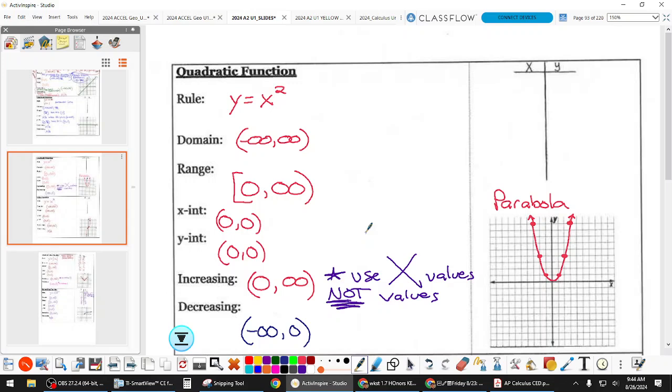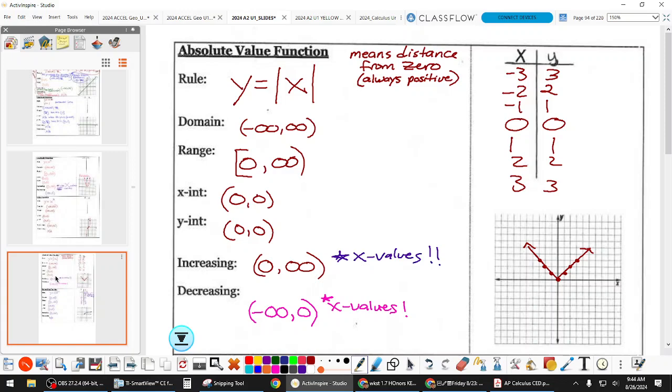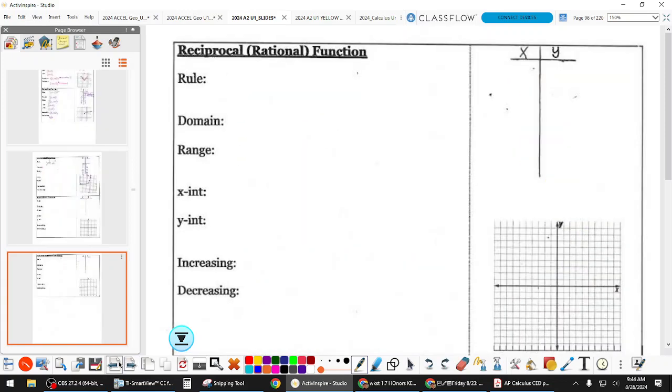Sometimes students get confused and say, hey, I see that point, it starts at negative 3. But it doesn't, not with that arrow on there. We know it starts left of that at negative infinity. Same with the absolute value, starts at negative infinity, etc. Okay? Oh, here's where we left off.